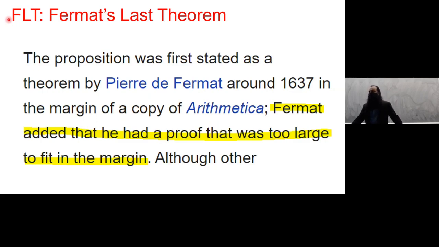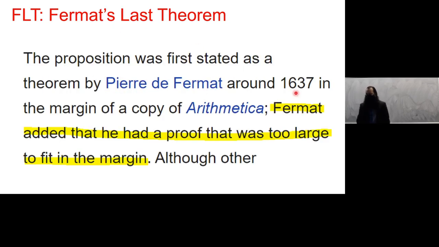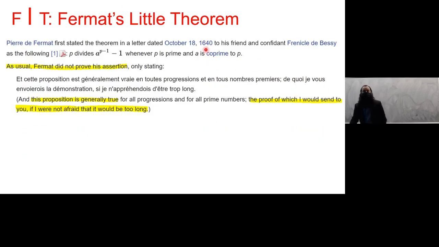Don't write F capital LT. You're going to see in the course notes, it's F lowercase LT, but a lowercase L looks like an I, so they do a cursive L. So Fermat's little theorem. Okay, so Fermat's last theorem was 1637. Fermat's little theorem was 1640, 3 years later.